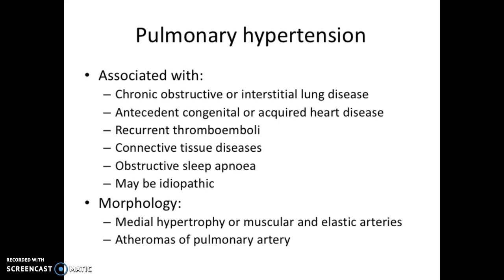Next is pulmonary hypertension. It is associated with chronic obstructive or interstitial lung disease, previous congenital or acquired heart disease, known cases of these heart diseases, recurrent thromboemboli, connective tissue diseases such as systemic lupus erythematosus, obstructive sleep apnea, and it can be idiopathic as well. The morphology of pulmonary hypertension, if you see the muscular and elastic arteries, there will be medial hypertrophy, and you can also see atheroma of the pulmonary artery as well.